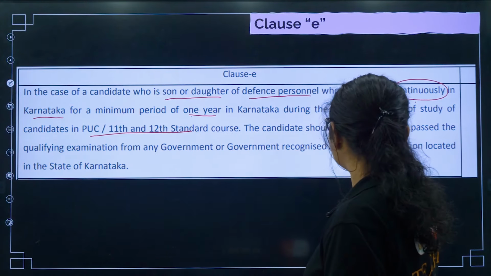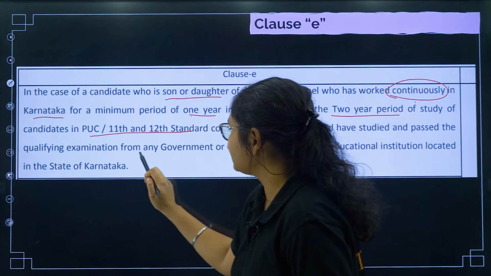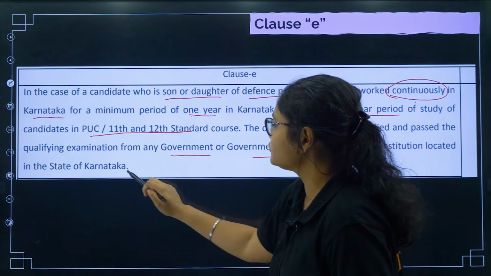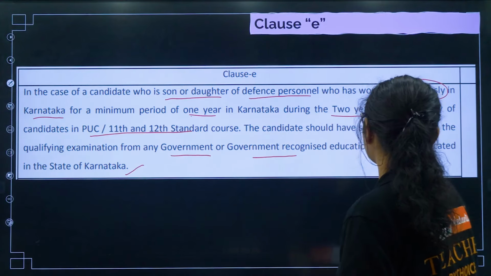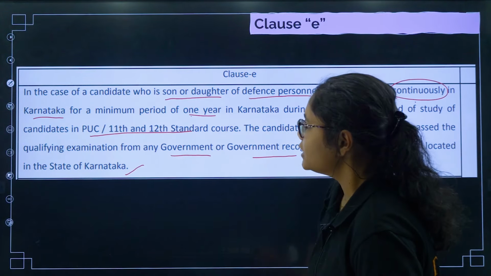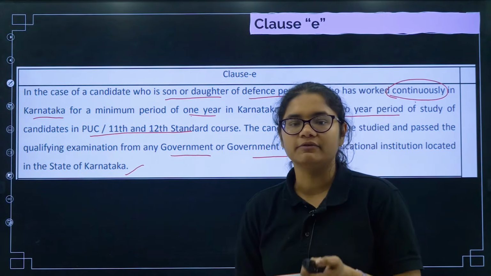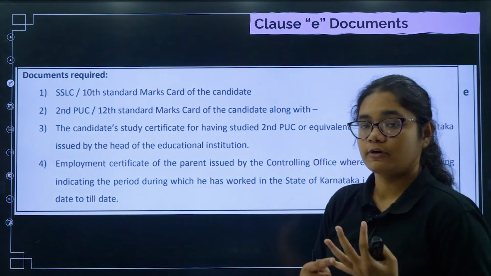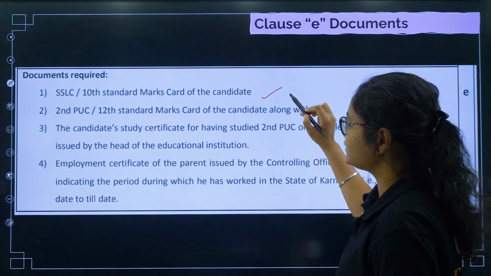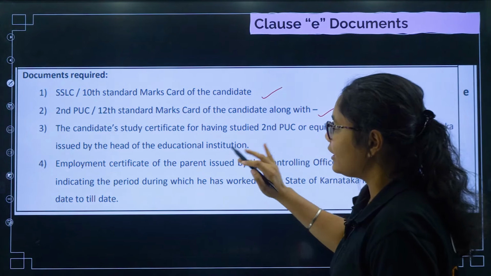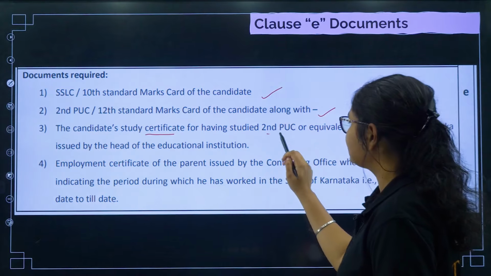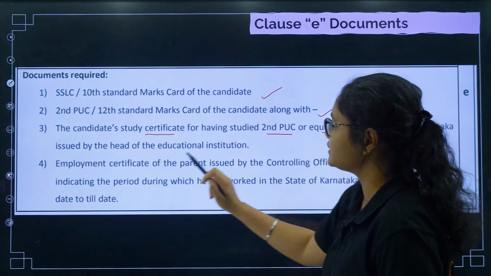The candidate should have studied and passed the qualifying examination from any government or government recognized educational institution located in the state of Karnataka. So your 12th exam should be from Karnataka. Next, coming to the documents for clause E, you have to give your 10th certificate, 12th certificate along with the study certificate for having studied second PUC or equivalent examination in Karnataka.